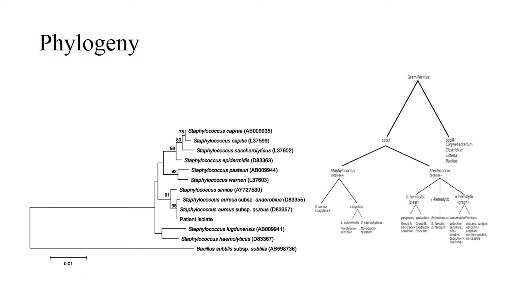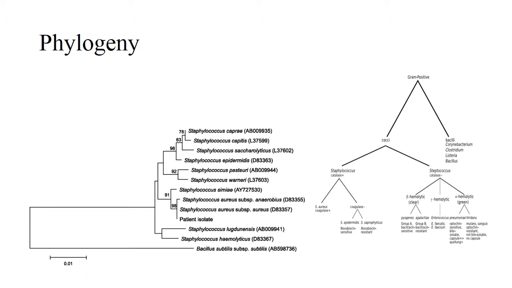On the left image, you can see that out of all the other strains of Staphylococci, aureus is one of them. If you look at the one that has D83355 and D83357, both are strains of Staphylococcus aureus. Okay, now to the image on the right side. It's a gram-positive bacteria, like I said earlier on.